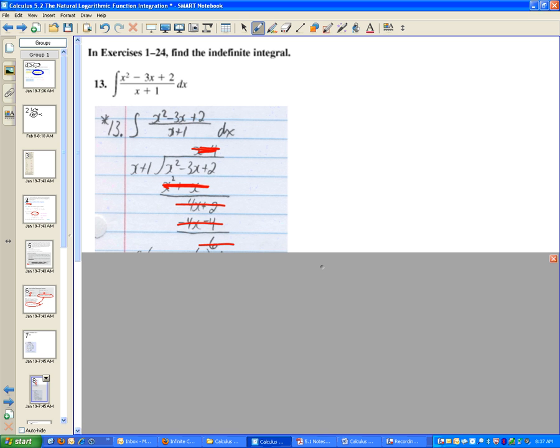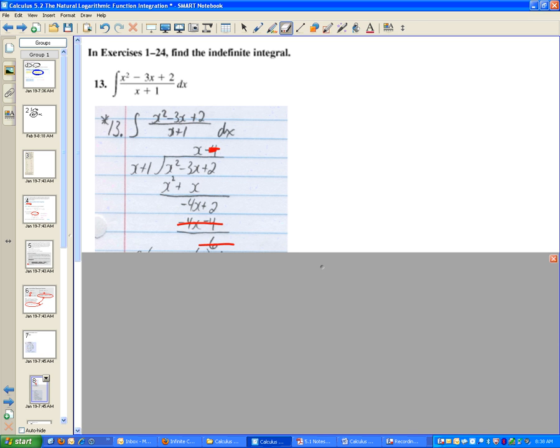All right, here's how it works. X squared divided by x, that's what you're looking at. First term, first term. X squared divided by x is x. Then you turn around and multiply. X times 1 is x. X times x is x squared. Then you bring down the 2, and then you subtract. Negative 3x minus x is negative 4x.